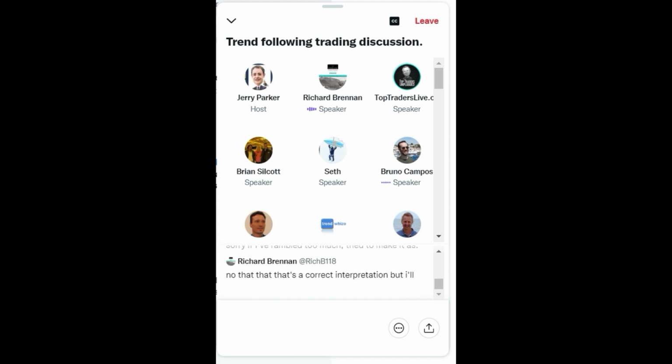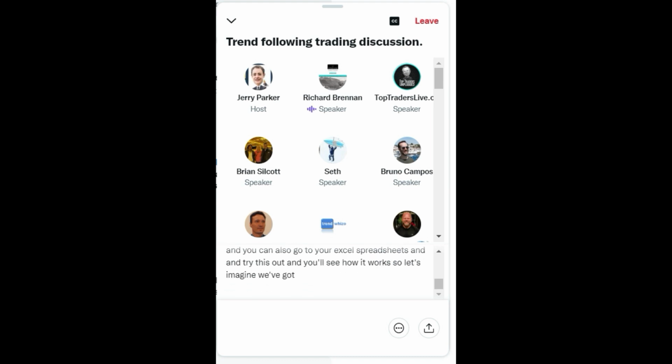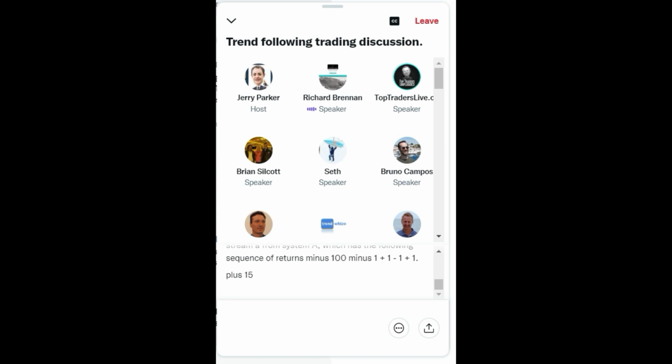No, that's a correct interpretation, but I'll give you a visual method that's easier to understand. You can also go to your Excel spreadsheets and try this out, and you'll see how it works. Let's imagine we've got a return stream A from system A, which has the following sequence of returns: -1, 0, 0, -1, +1, -1, +1, +15, -2, -1, 0, 1. That's one return stream.